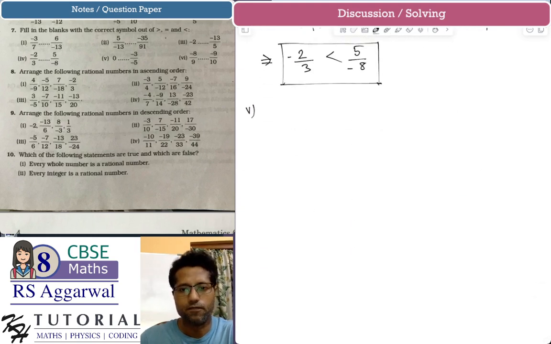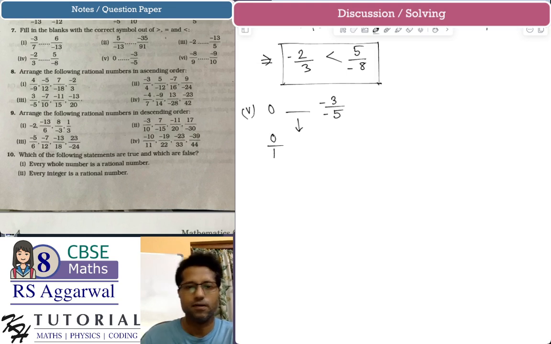Let's do part 5. It is 0 and minus 3 by minus 5. Now this might be a little tricky. Now 0 as a standard form rational number is nothing but 0 by 1, which is in standard form. Now minus 3 by minus 5, the denominator is negative. So to make it in standard form, we have to multiply both the numerator and the denominator by minus 1. So minus 3 multiplied with minus 1 is 3, and minus 5 multiplied with minus 1 becomes 5.